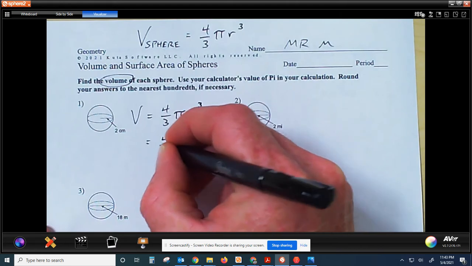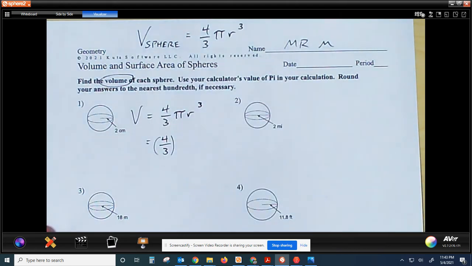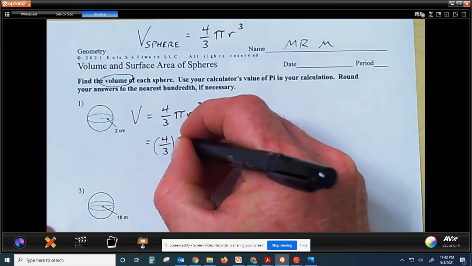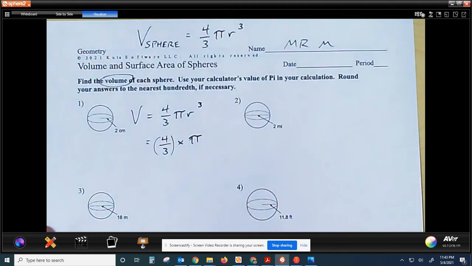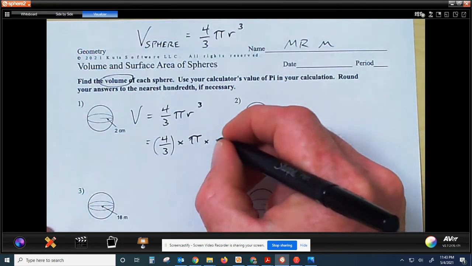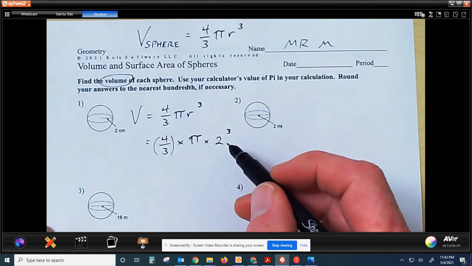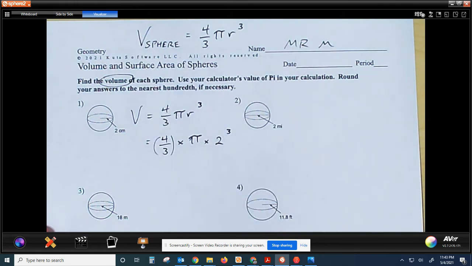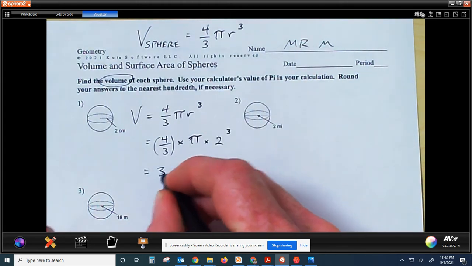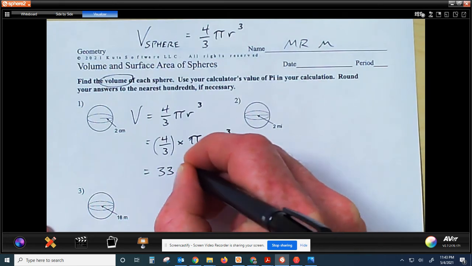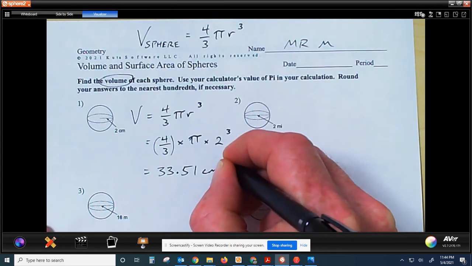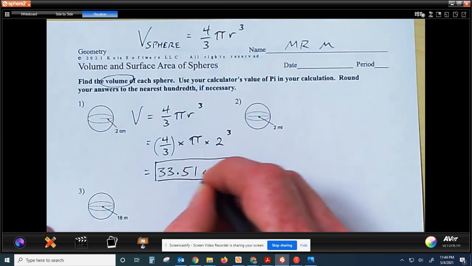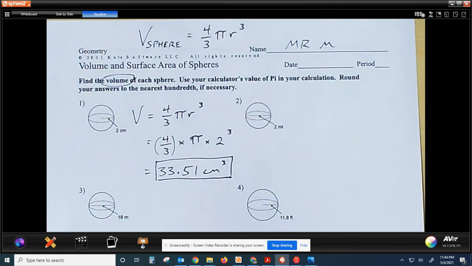And now we work with it. Some people like to put it in parentheses just to make sure order of operations is honored. I like that. When in doubt, put parentheses. Multiply that times the number pi, and then times our radius. Here is 2. 2 cubed. 2 times 2 times 2. Well, that's 8. Let's see. 8 times 3 times roughly 1. It's not going to be more than 40. I put that into my calculator, and I get 33.51. And this is in centimeters cubed.